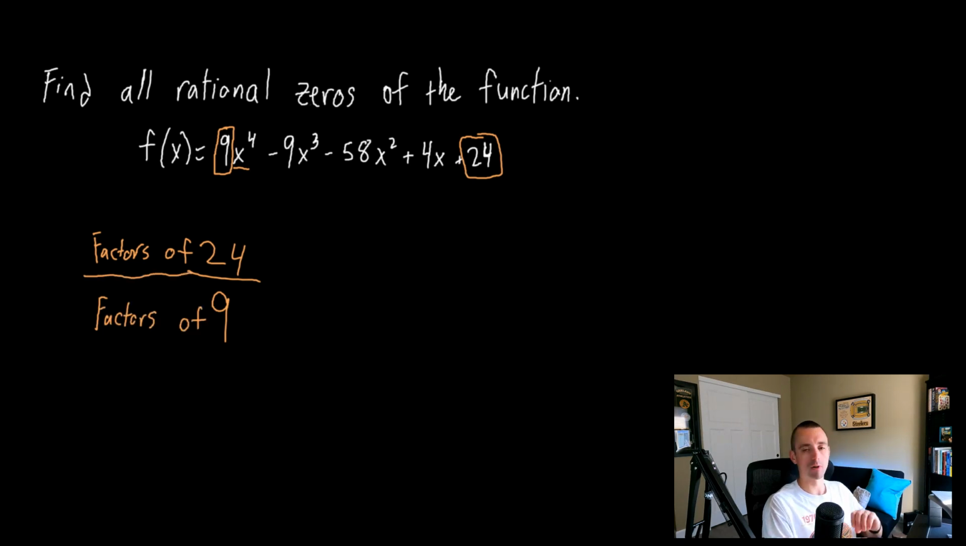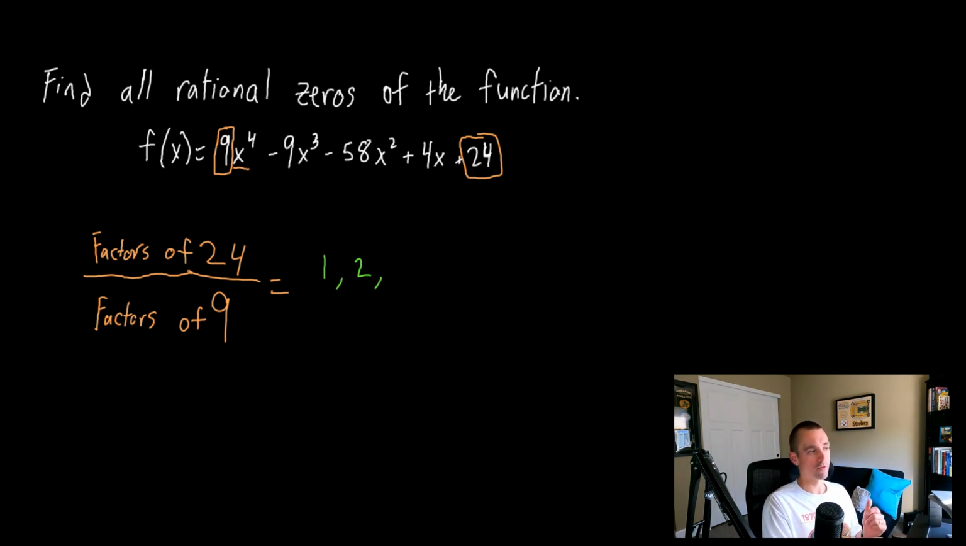Okay, and we're going to make a bunch of new fractions out of those factors. So the first thing we want to do is figure out what are the factors. So the factors of 24, what are all the factors of 24? The factors of 24 are 1, 2, right? Because 2 times 12 gives us 24.